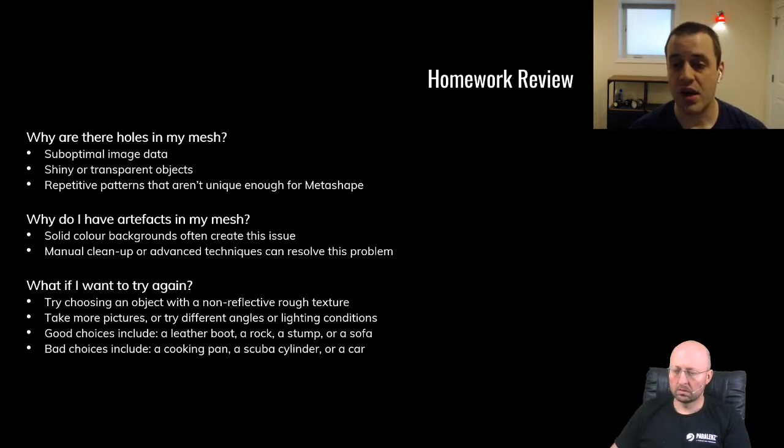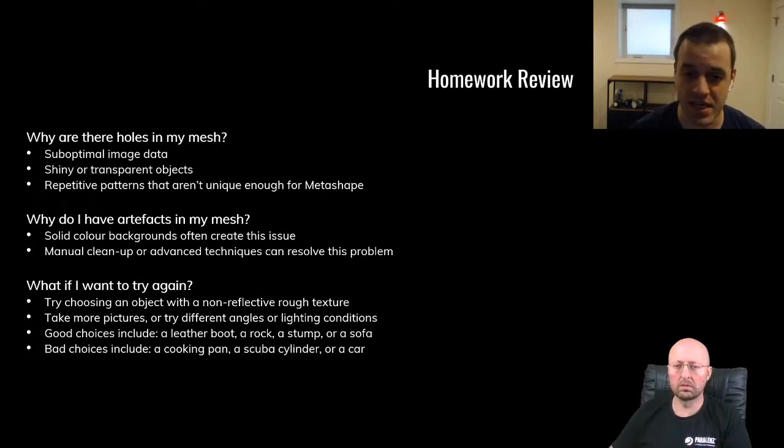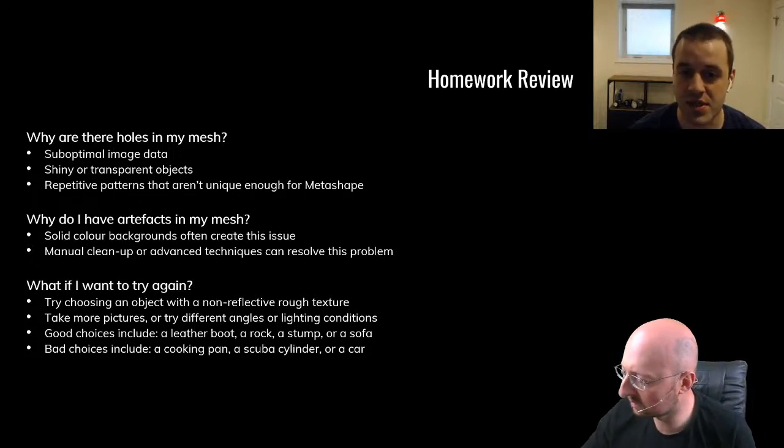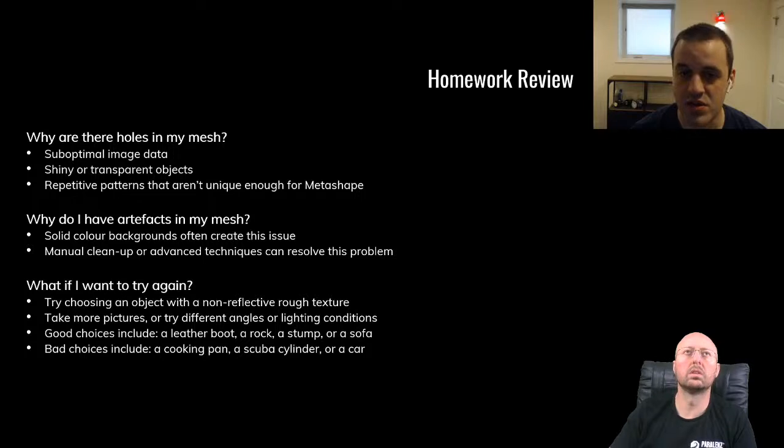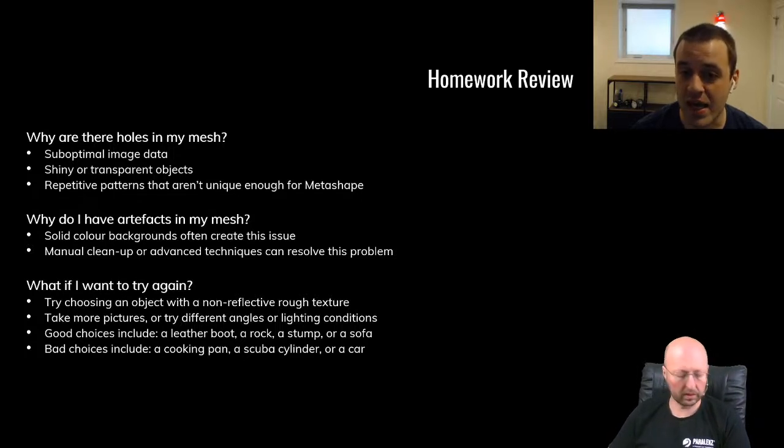So if you are still struggling with mesh and it's not coming together and you'd like to try again, keep in mind the recommendations that we've been giving you throughout the class. Try choosing an object with a non-reflective rough texture, no transparencies either. You could try taking a couple more pictures. Generally, we recommend about 50 to 60 pictures, maybe 70 at the most. You could try maybe up to 100, but keep in mind that if you choose to take more pictures, your processing times are going to go up. And if you need to make an adjustment, it may be a couple of days rather than a couple of hours in order to retry.